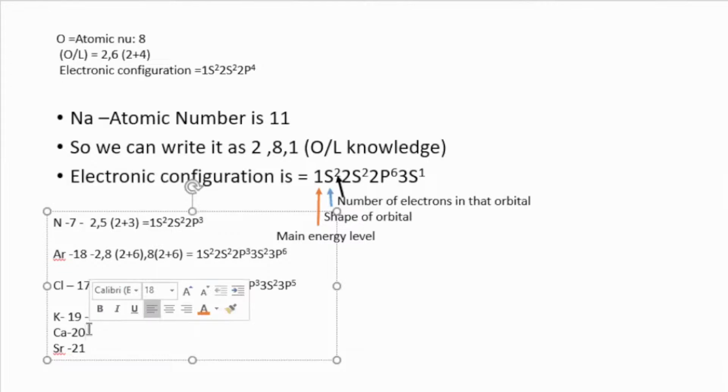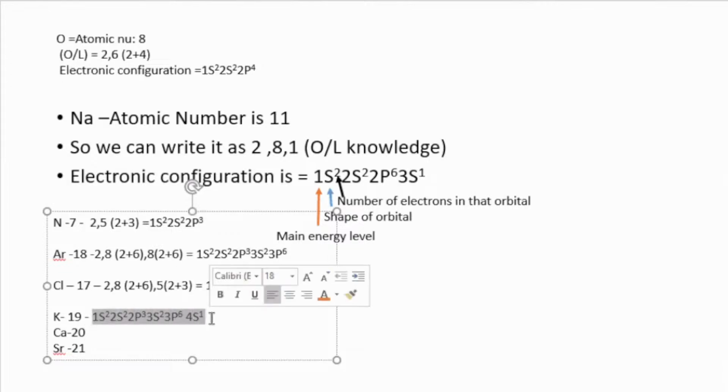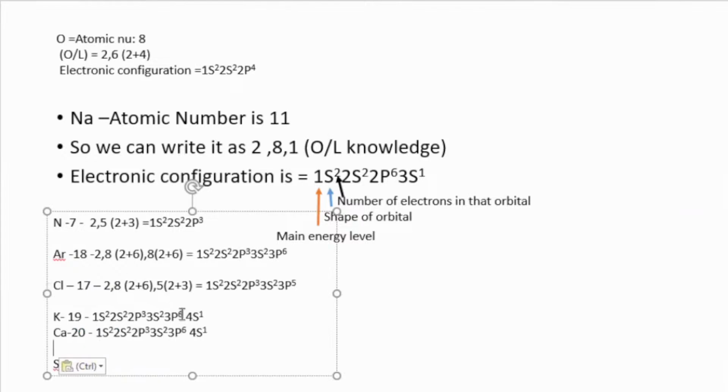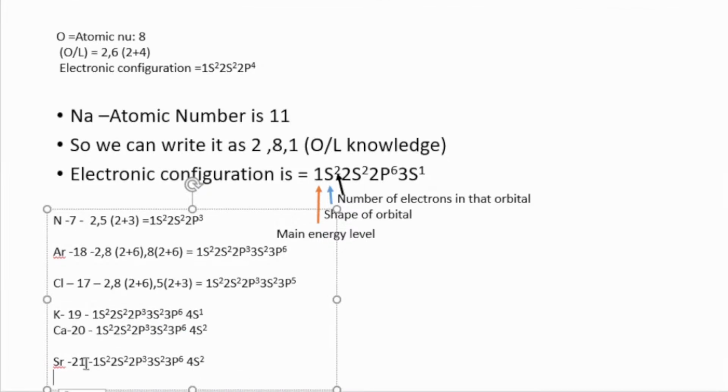Okay. For this one also, calcium, it has 20. That means 4S2. Then for this one, after filling 4S, 3D will be filled.